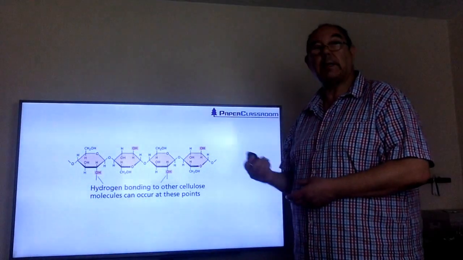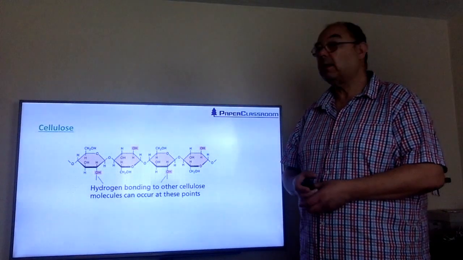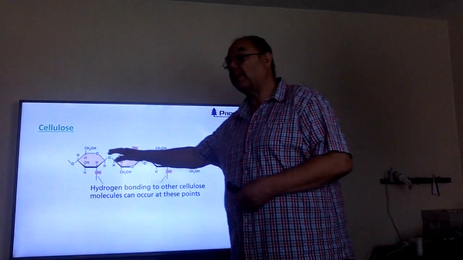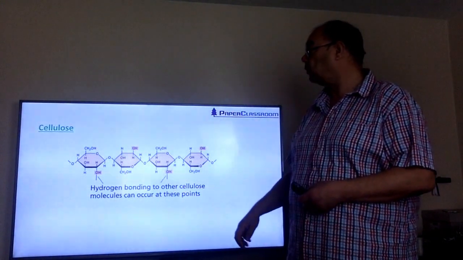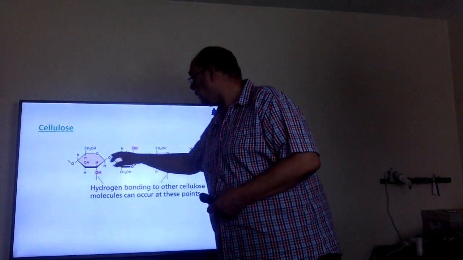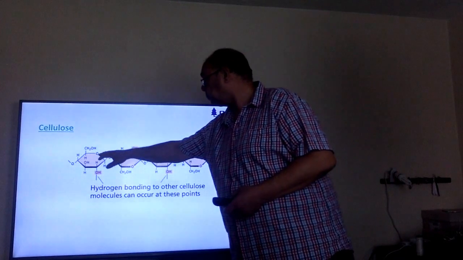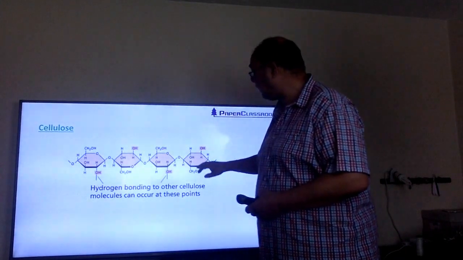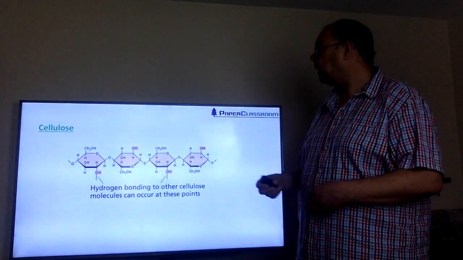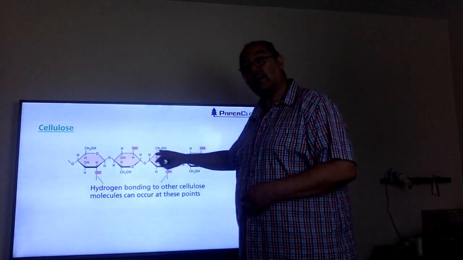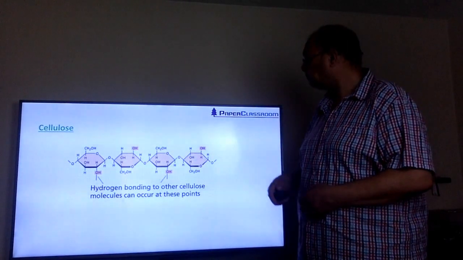So here we can see cellulose. We've seen cellulose before. Cellulose is actually a polymer of glucose. So there you can see individual glucose molecules put together oppositely. That makes cellulose. Had they all been in the same orientation, we would have had starch.